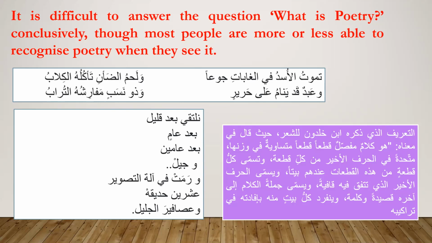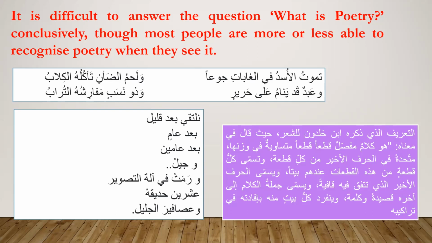But after the Renaissance, or the Arabic Nahda, and due to the interaction between Arab intellectuals and the Western world, Arabic poetry started to take different forms. The form below is part of a poem by Mahmoud Darwish: نلتقي بعد قليل بعد عام بعد عامين وجيل ورمت في آلة التصوير 20 دقيقة وعصافير الجليد.